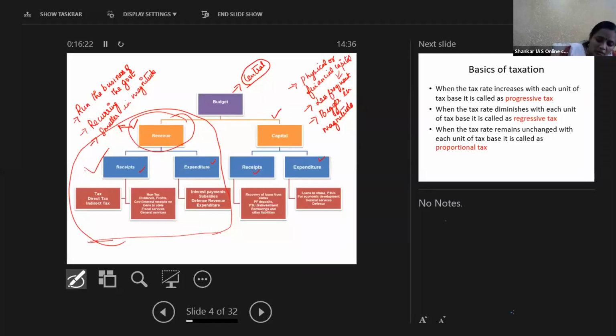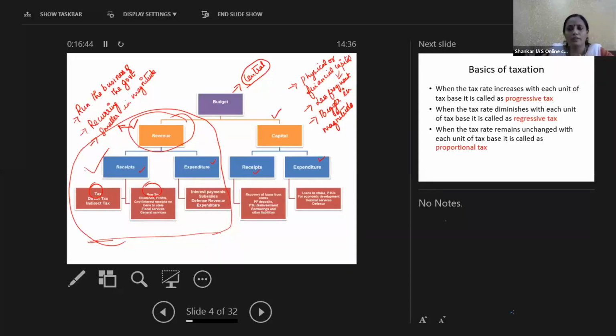One will be called the taxes. Another one will be called the non-tax revenue receipts. So these are the two major ways how the government can earn. Now we will get into the two major headings by which the government is earning on a recurring basis and by doing the business of the government.